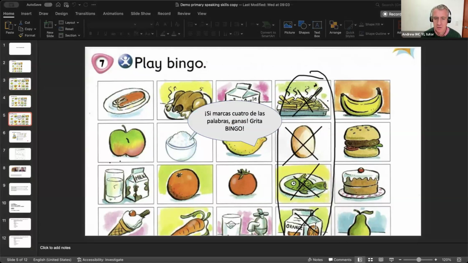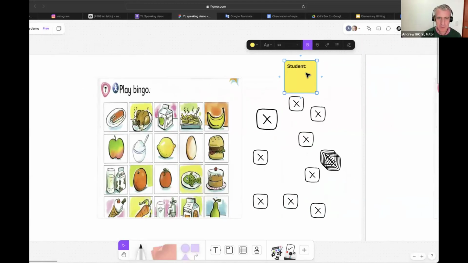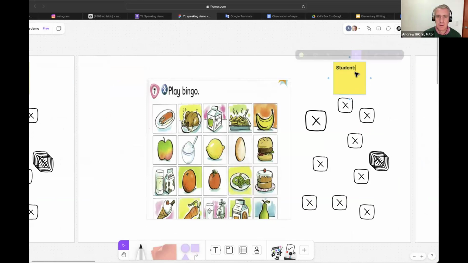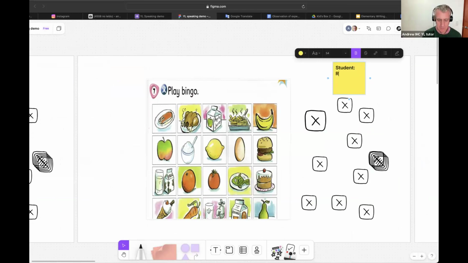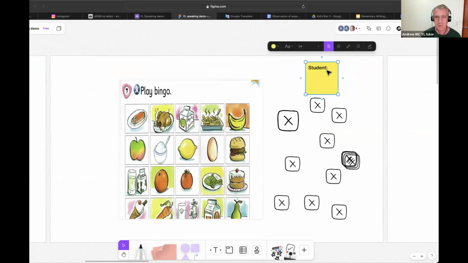So here in the chat is the Figma board. There you go. Please click on the link and I'll give you each a bingo card. So let's have Jamie on the first one. Put your name there. That's Jamie's. The next one is Rebecca's. And next one is Rosa's.